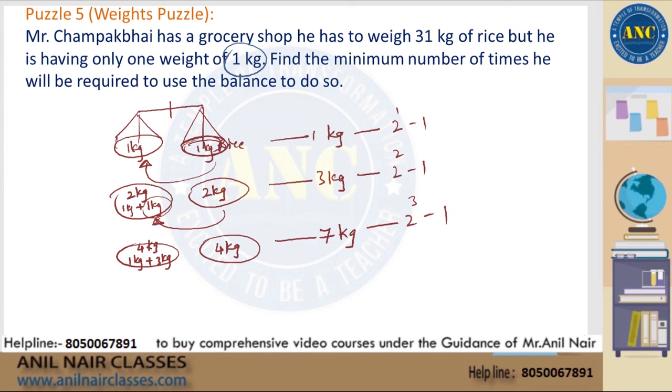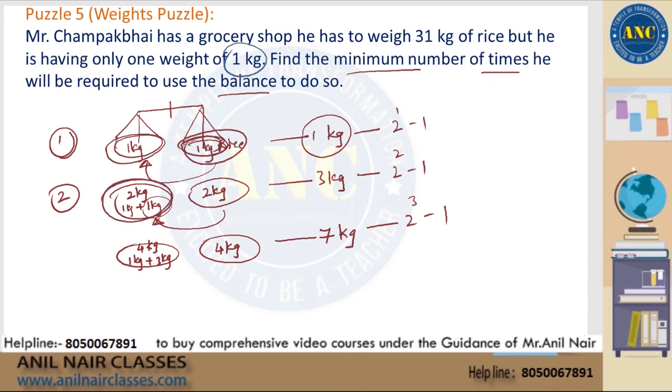So basically, if I want to understand the minimum number of times he'll be required to use the balance: when I'm using the balance for the first time, I was able to get 1 kg of rice. When I'm using it for the second time, by smartly taking this particular rice onto this pan, that's what I did here, I'm able to weigh 2 kg. So this 2 kg and this 1 kg of rice give me 3 kg of rice. So in the second weighing, I'm able to get 3 kg of rice.